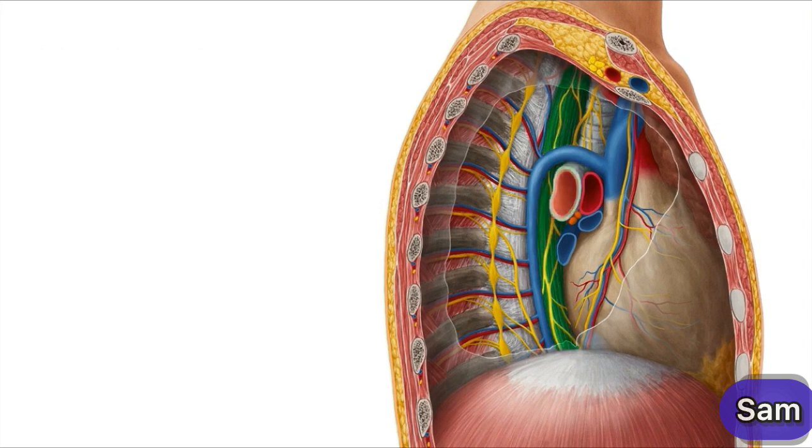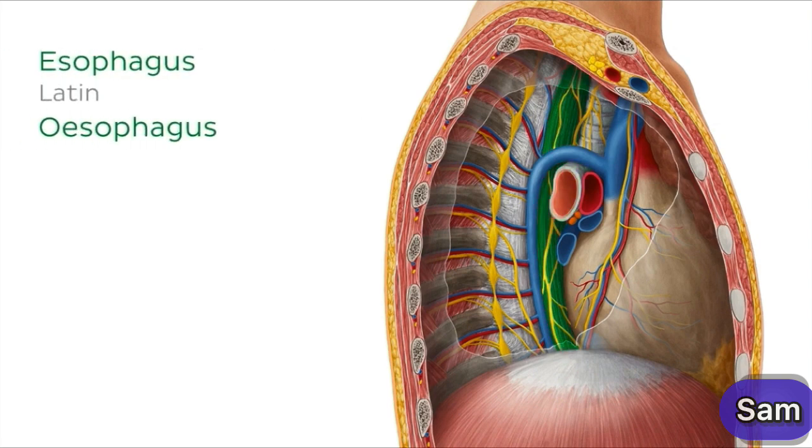Just posterior to the trachea is the esophagus, which is this fibromuscular tube which carries our swallowed food from the pharynx along the length of the superior and posterior mediastina before continuing into the abdomen via the diaphragm.